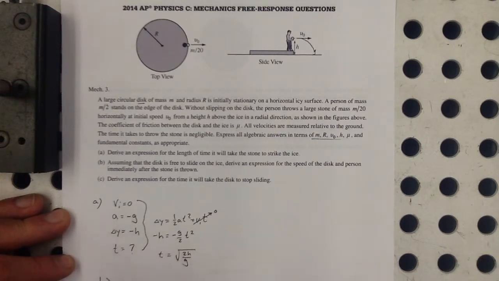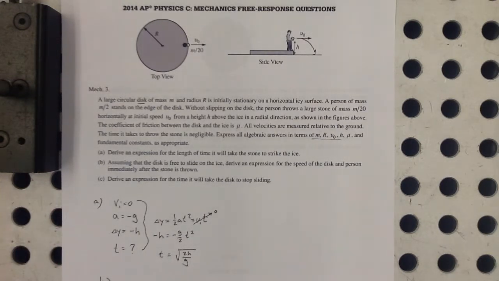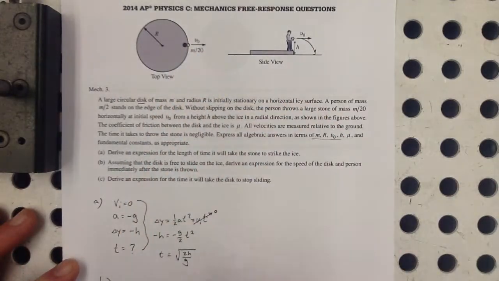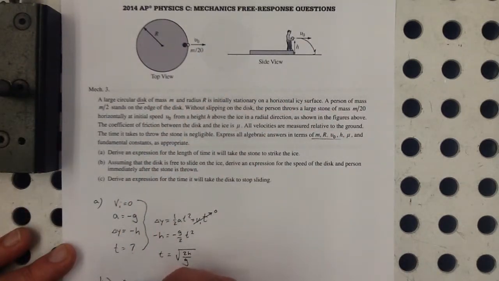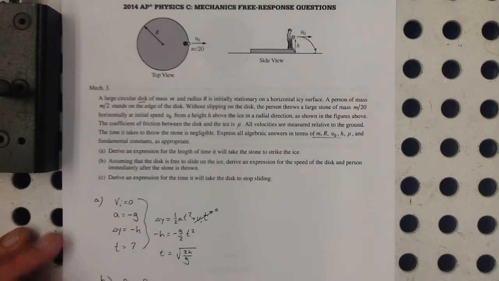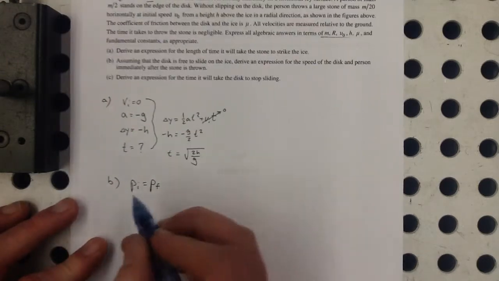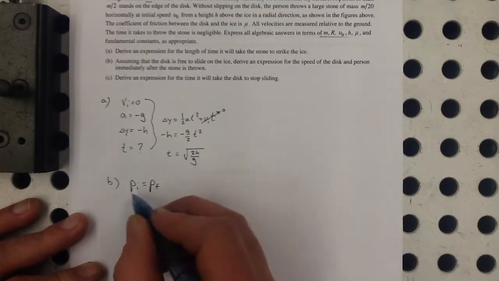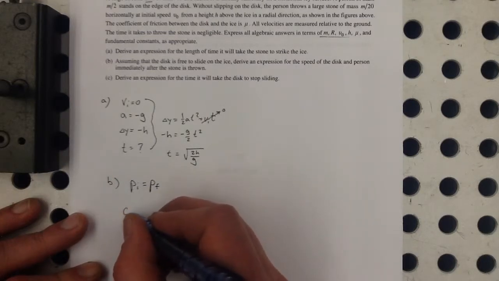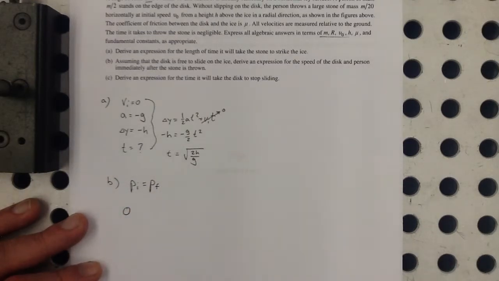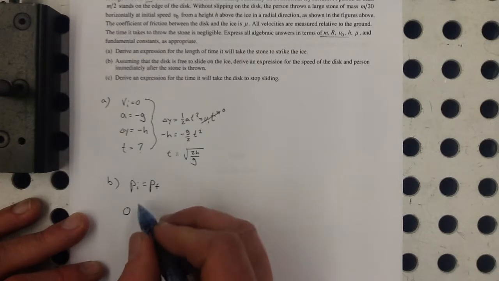Part B. Assuming that the disk is free to slide on the ice, derive an expression for the speed of the disk and the person on it immediately after the stone is thrown. So this is a momentum problem, right? I have initial momentum, and it's not rotating, so this is just regular momentum, not angular, not yet. So my initial momentum is equal to my final momentum. The initial momentum is 0. Person, disk, and stone, they're all at rest.